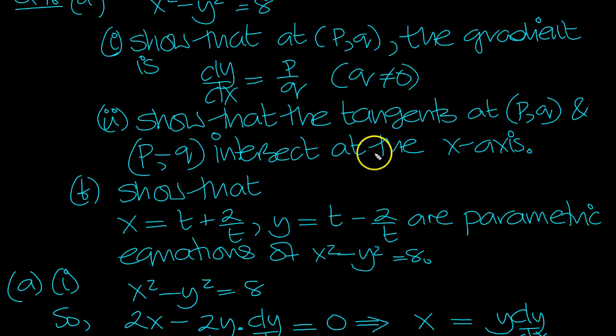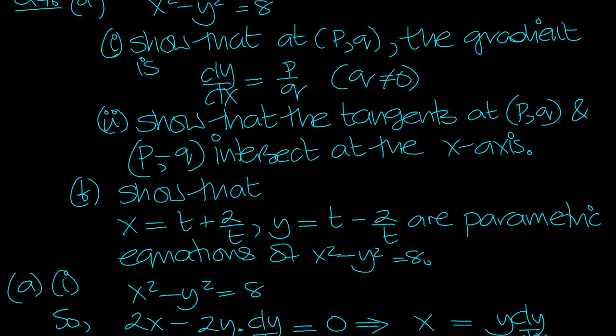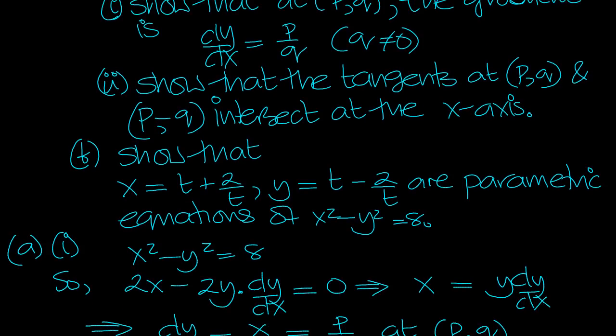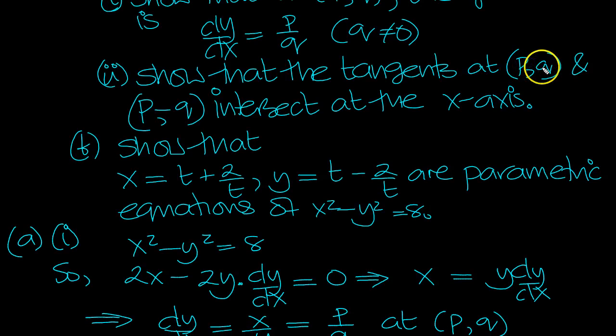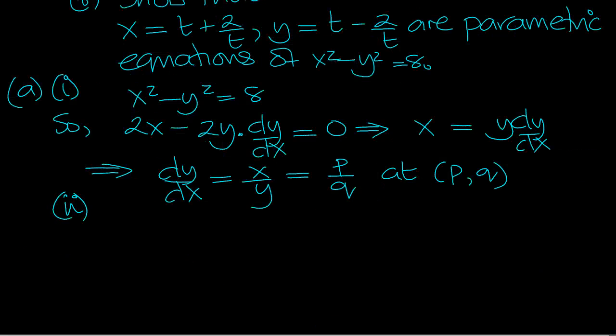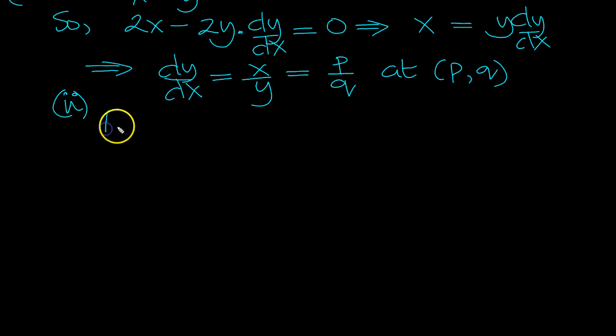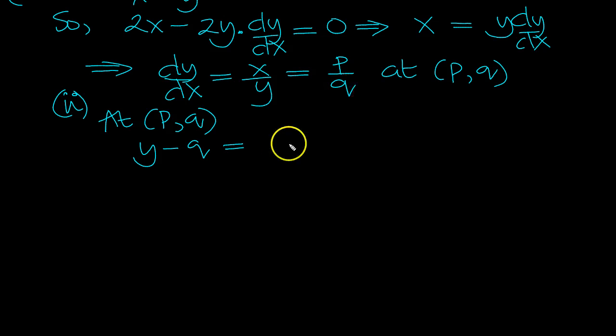Show that these tangents intersect at the x-axis. So that means we need to show the y value at the point of intersection of these lines is 0, don't we? So we need the tangents at PQ and the tangents at P minus Q. So at PQ then, the equation is y minus the y value there is equal to the gradient of PQ times x minus the x value, which is P.